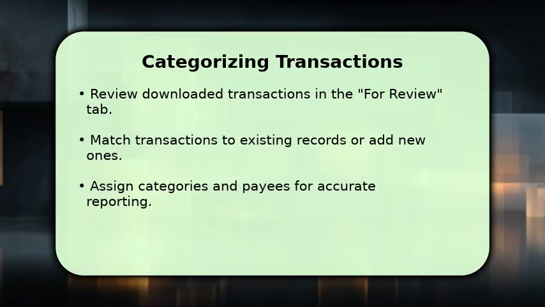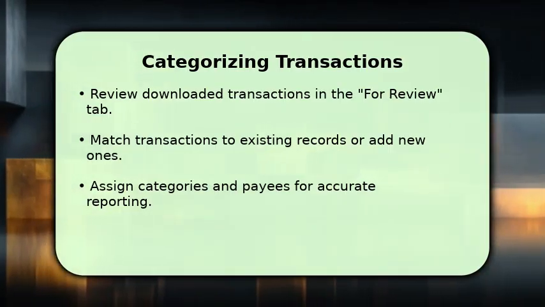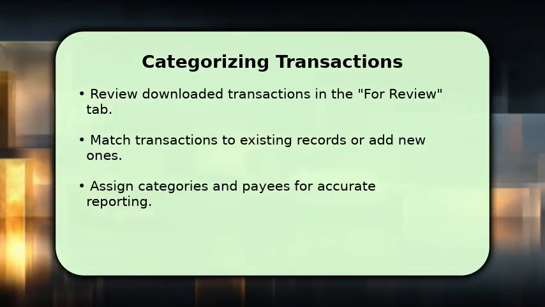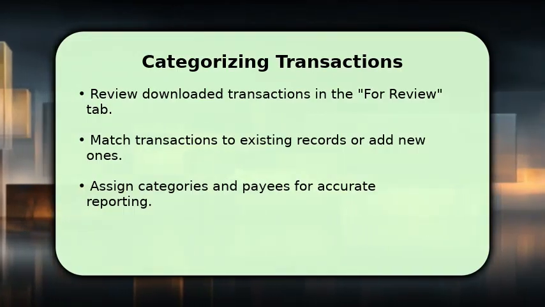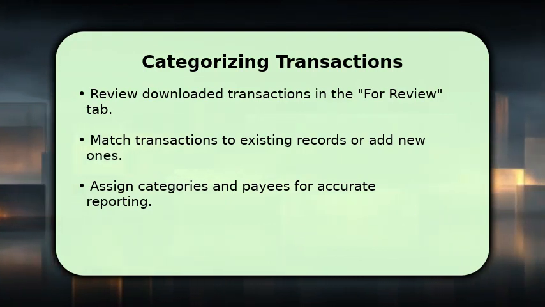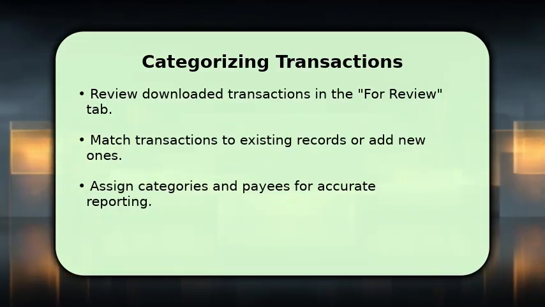With your bank connected, head to the For Review tab. Here, you'll see all your downloaded transactions. QuickBooks will try to match them to existing entries, but you'll need to categorize the rest. Assign each transaction to the correct income or expense account and add a payee. This ensures your financial reports are precise.